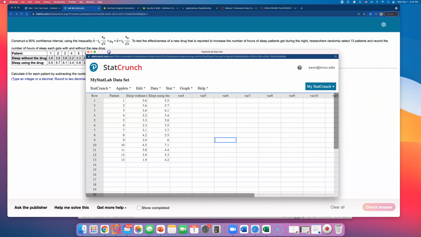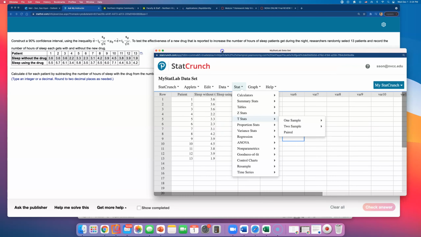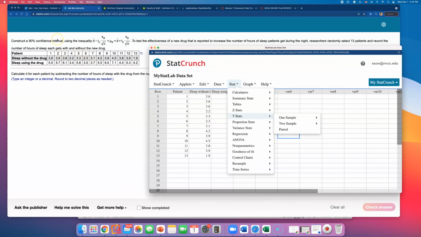Now, for dependent sampling, we're going to open up StatCrunch, and now I have to be very careful. Did they give us population standard deviation? And that is a very big question that you always have to ask yourself. If they gave you population standard deviation, you will go with z-stat. If they didn't give you population standard deviation, you will have to go with t-stat. And I don't see no little lowercase sigma given anywhere, so I'm going to go with t-stat this time.